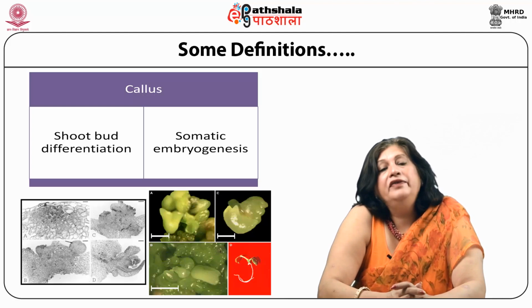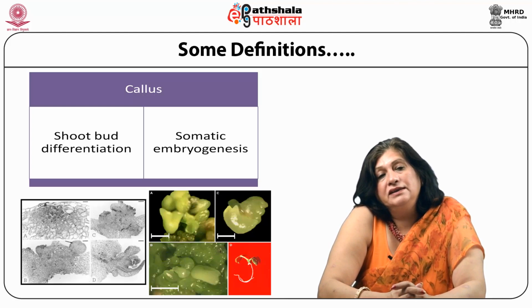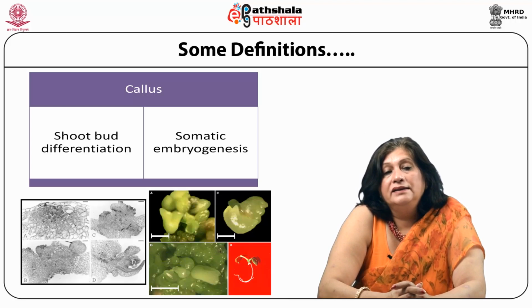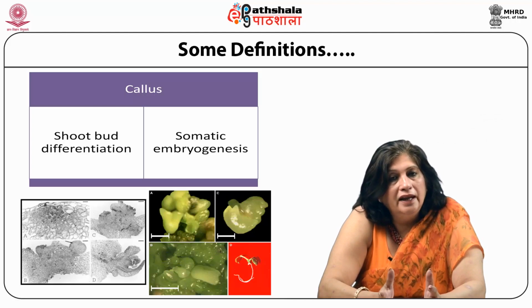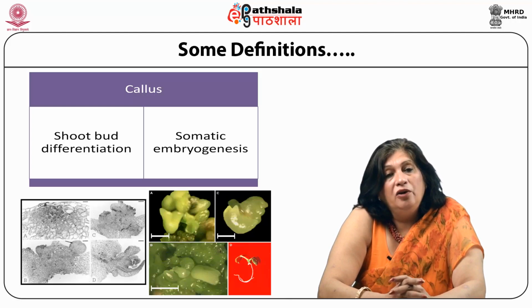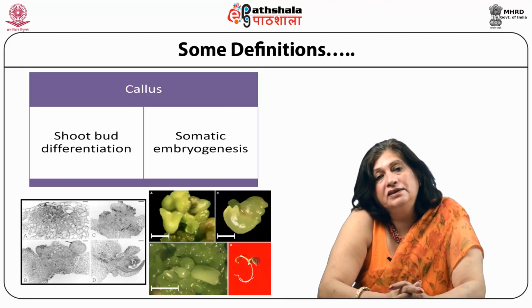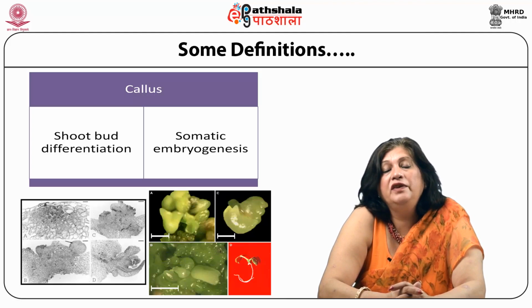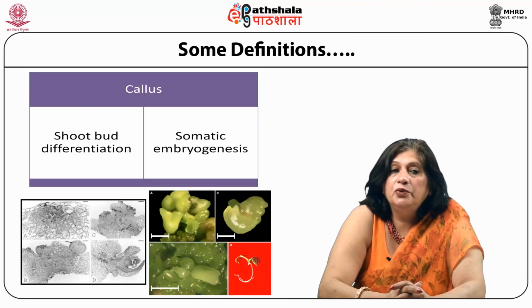Now, what are the factors that control organogenesis? As I said, it is a sort of control. What you do is you play around with the growth regulators, you play around with the media, what it requires. So it was postulated long back that it is cytokinins which favor shoot bud differentiation and auxins which favor rooting.